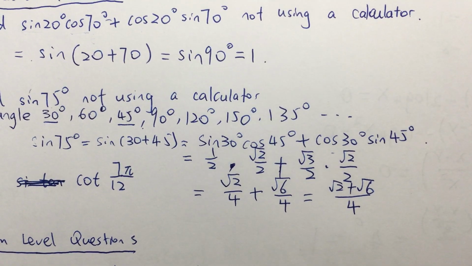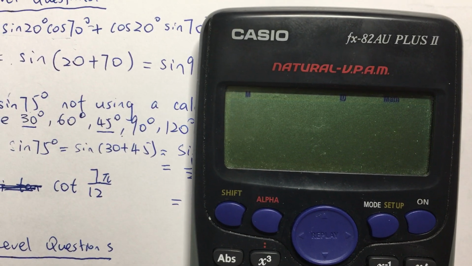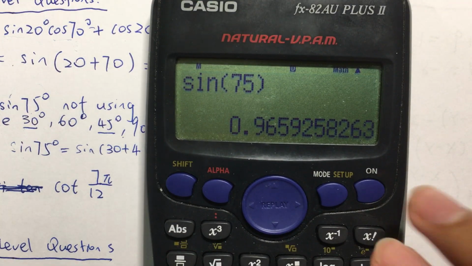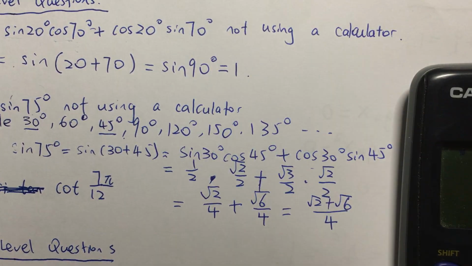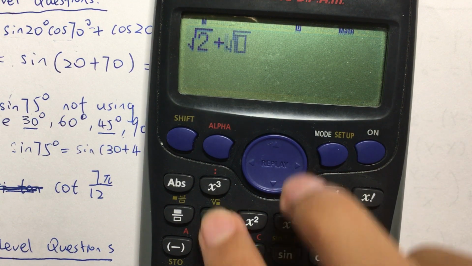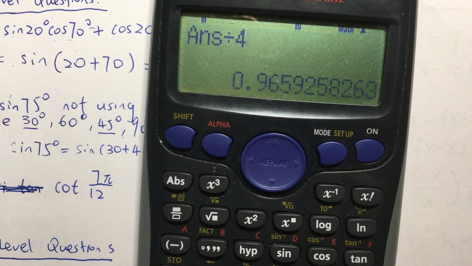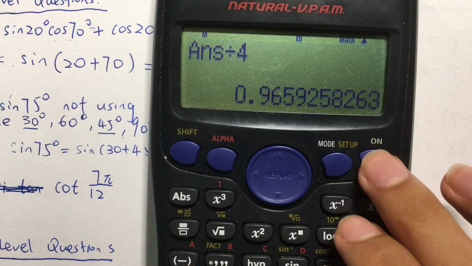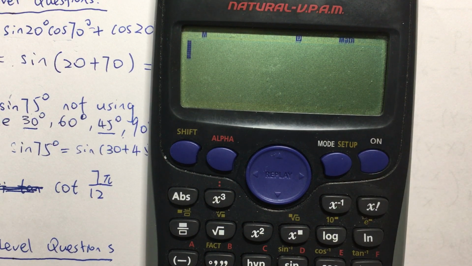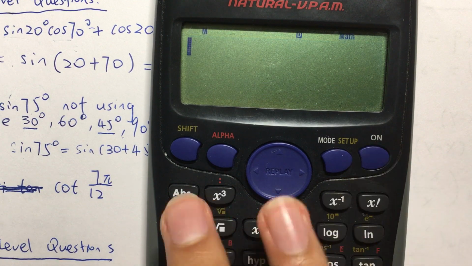And let's try to use a calculator to prove that we are correct. That's sine 75 degrees is equal to this number. And let's try square root 2 plus square root 6 over 4. And we got the same thing, 0.9659. Yeah, 0.9659.